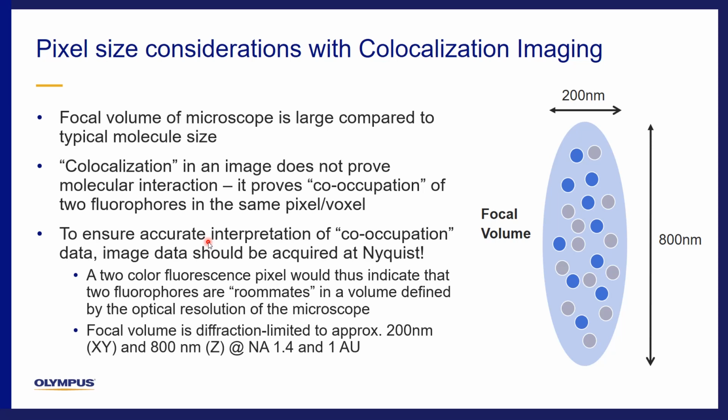If you want to interpret co-occupation data, it's important that you image at Nyquist so that you know what your accurate focal volume is. If your pixels are adjusted to Nyquist, then a two-color fluorescence pixel, in other words, a single pixel in a fluorescence image, would indicate that two fluorophores are effectively roommates. They both co-occupy the same spot. They're roommates in a volume that is defined by the optical resolution of the microscope. So again, if we had a single yellow pixel on a green and red image, that would mean that in a focal volume such as this, 200 nanometers in XY and 800 nanometers in Z, if we saw two different colors in that spot, we could say those two colors are within that spatial relationship to one another.